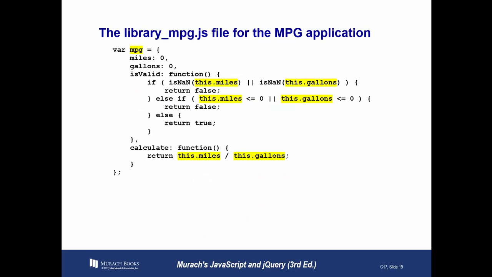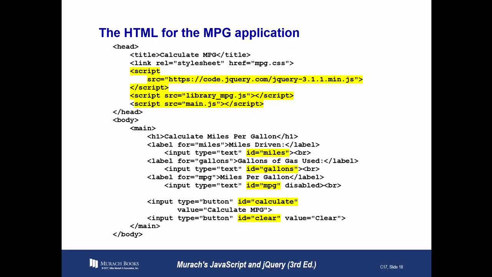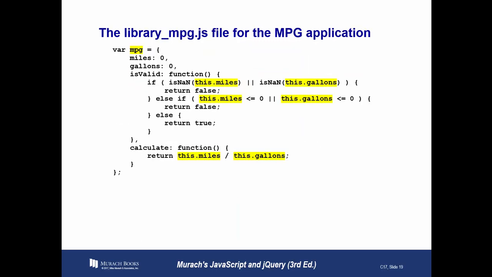So again, the application is an updated version of the MPG application we first created in Chapter 4. As before, it accepts a number of miles driven and a number of gallons used, and it calculates the miles per gallon. As far as the JavaScript, it contains an object literal named MPG with two properties, miles and gallons, which makes sense. And two methods.